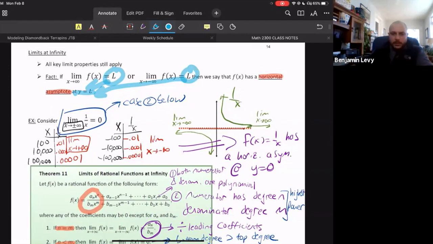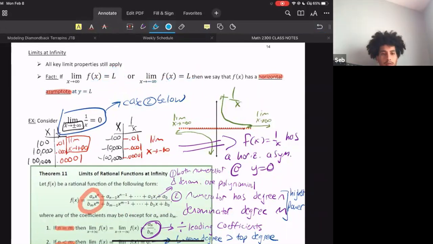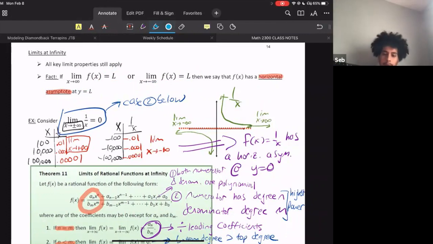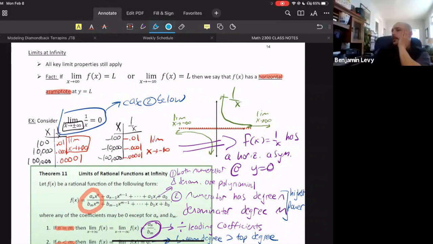All right, questions about that? So, for these limits at infinity, these 3 rules are going to apply to all of these. All the ones that we'll see, yeah, all the ones that we'll see. All right, good. We're only going to look at polynomial ones, and if I remember correctly, the ones in the notes are all polynomials.